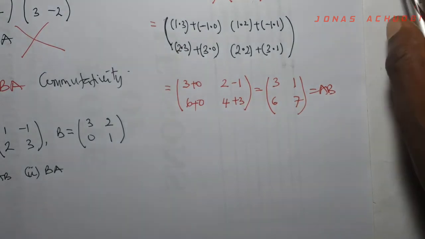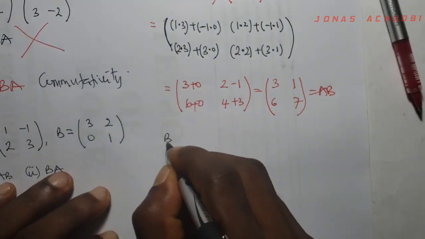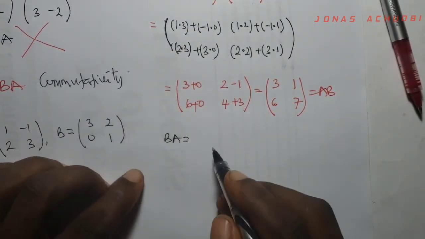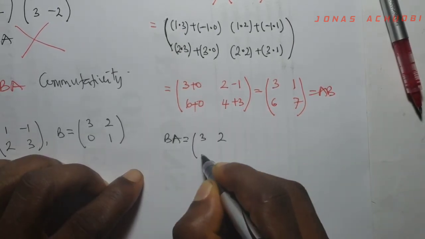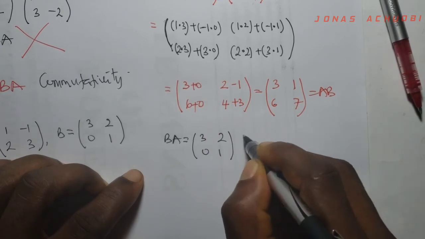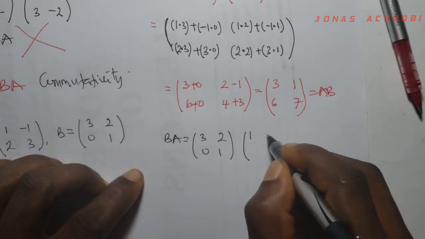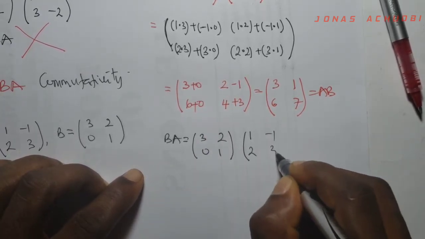So in this example, we can also perform BA, since they are both 2 by 2 matrices. So B is 3, 2, 0, 1. We leave a small space and write matrix A, 1, -2, 2, and 3.